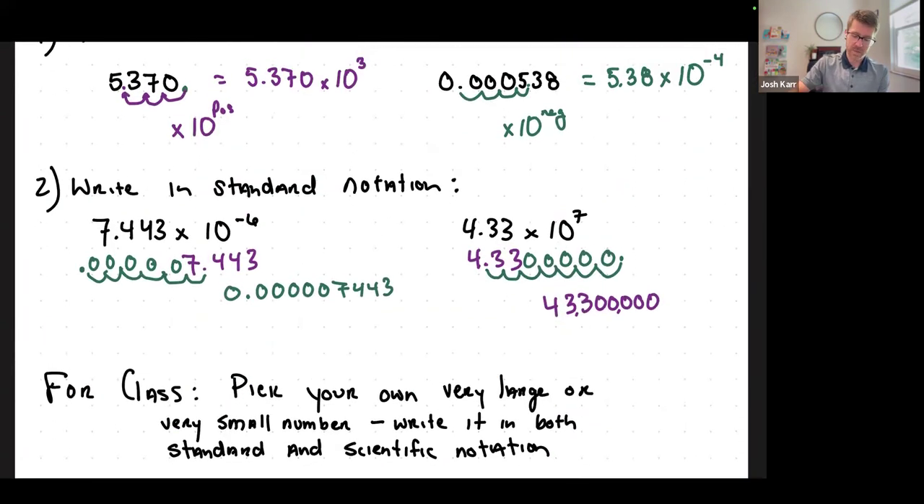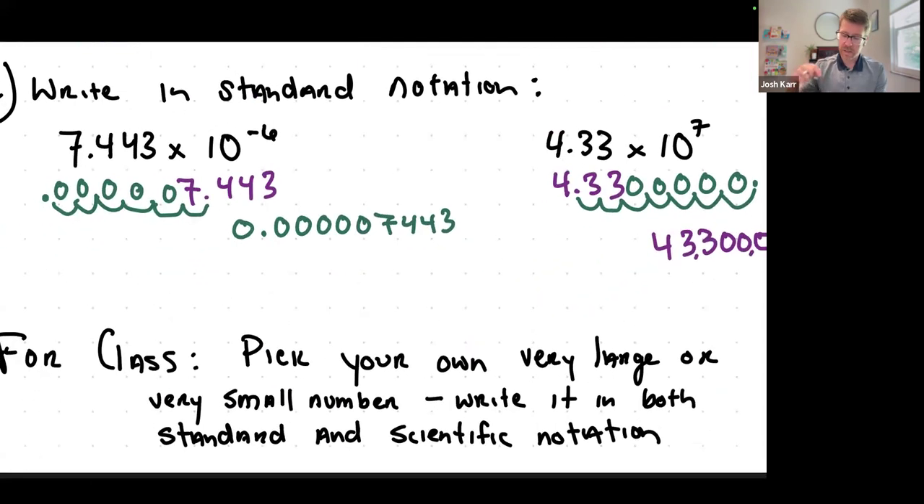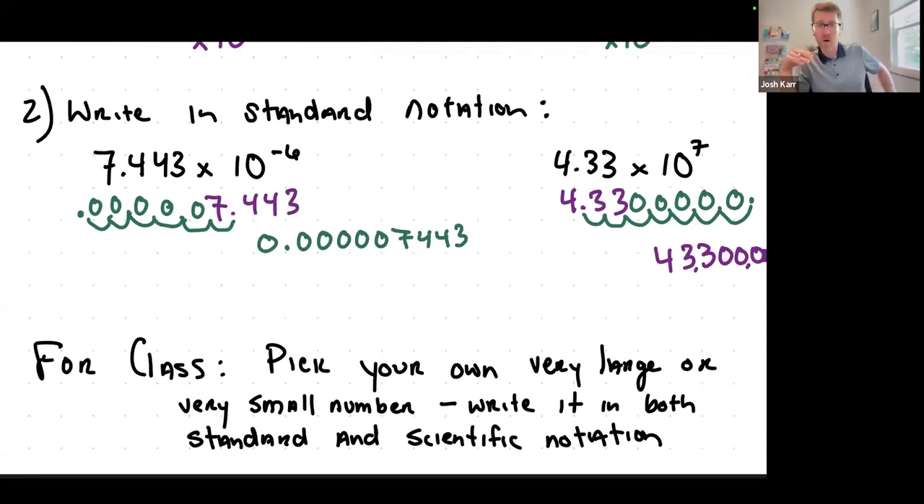So for class, this is what I need you to do. Pick your own very large or very small number. This can be any number that you pick, whatever it happens to be, it doesn't matter. It could come from your prospective field. It could be one that you're interested in. If you want to know how many predicted planets there are in the Milky Way galaxy, Google that, use that as your number. I want you to write your number that you've picked in both standard and scientific notation. Bring it to class for us, all right?